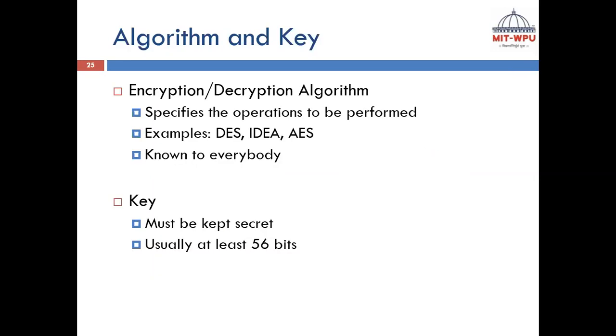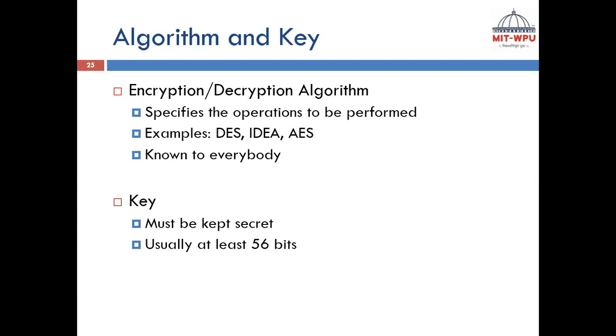Now, as we mentioned, algorithms play an important role in two ways. When designing the algorithms, they are expected to be computationally very difficult to break, and they should keep the information secure until the usefulness of that information is finished. The encryption or decryption algorithm specifies the operations to be performed, a stepwise function F. Examples are DES, IDEA, and AES, where we assume the algorithm is known to everybody. On the key side, the key must be kept secret, because the key is an important parameter which should be kept secret all the time.